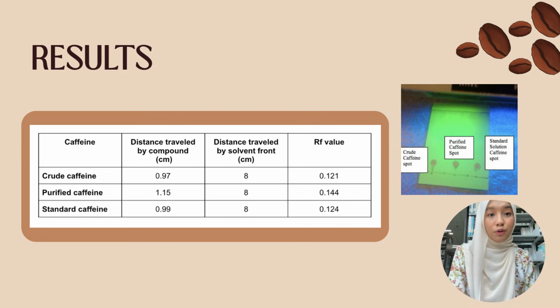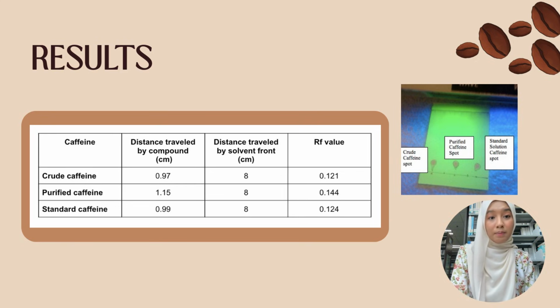The RF value of the purified caffeine is close to that of the standard caffeine, indicating that the purification process was successful and that the purified sample contains caffeine. The slightly lower RF value observed for the crude caffeine suggests the presence of impurities that affected its movement on the TLC plate.